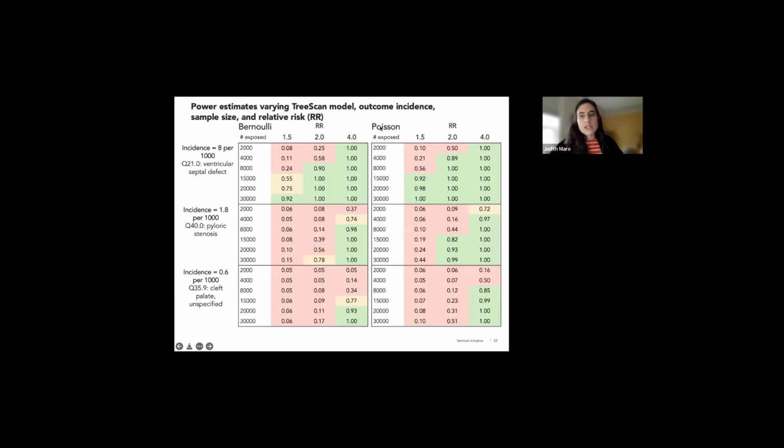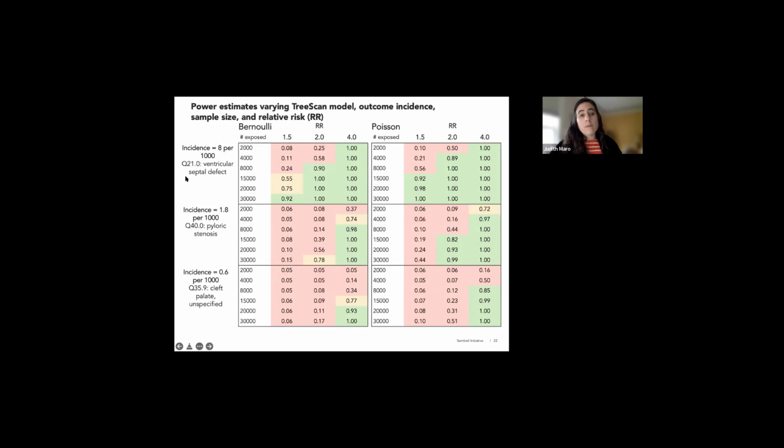I'm going to take a minute to orient you to this data because there's a lot going on in these graphs. Let me start out and say at the top, we have a Bernoulli method and a Poisson method. In each box, we have a number of exposed persons, so exposure increases as you go up. We also have a number of different effect estimates. We start out with a modest effect estimate, and we work up towards a more severe or extreme effect estimate. Then we also have varying outcome rates.